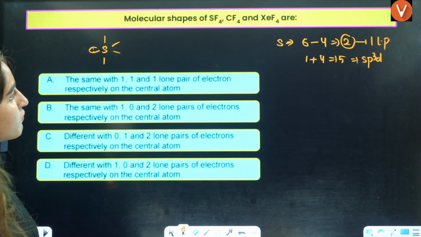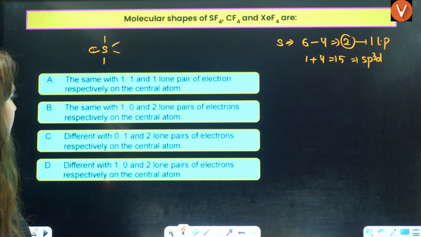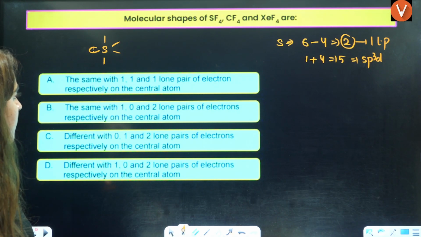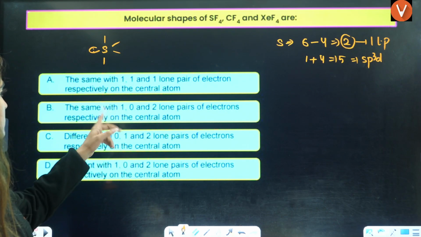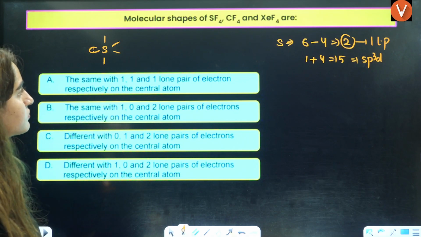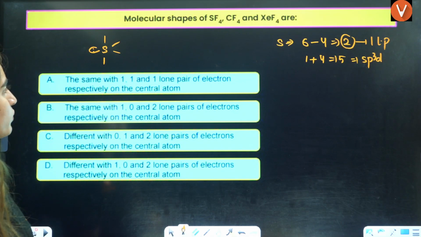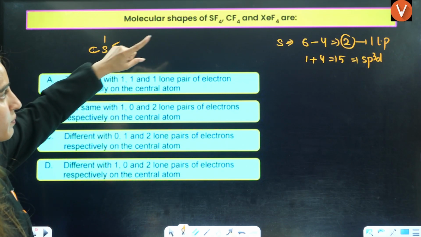So molecular shape of this, they are saying the lone pair is different with this. Different, same, right? Shapes are going to be different only because this has seesaw shape.